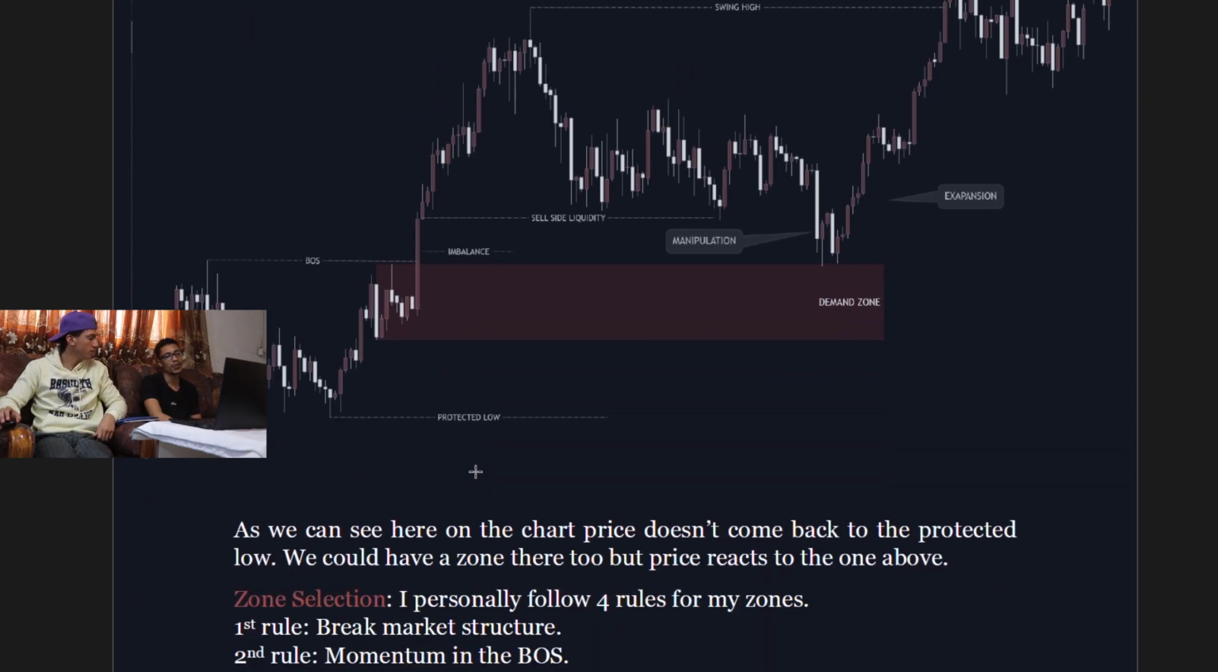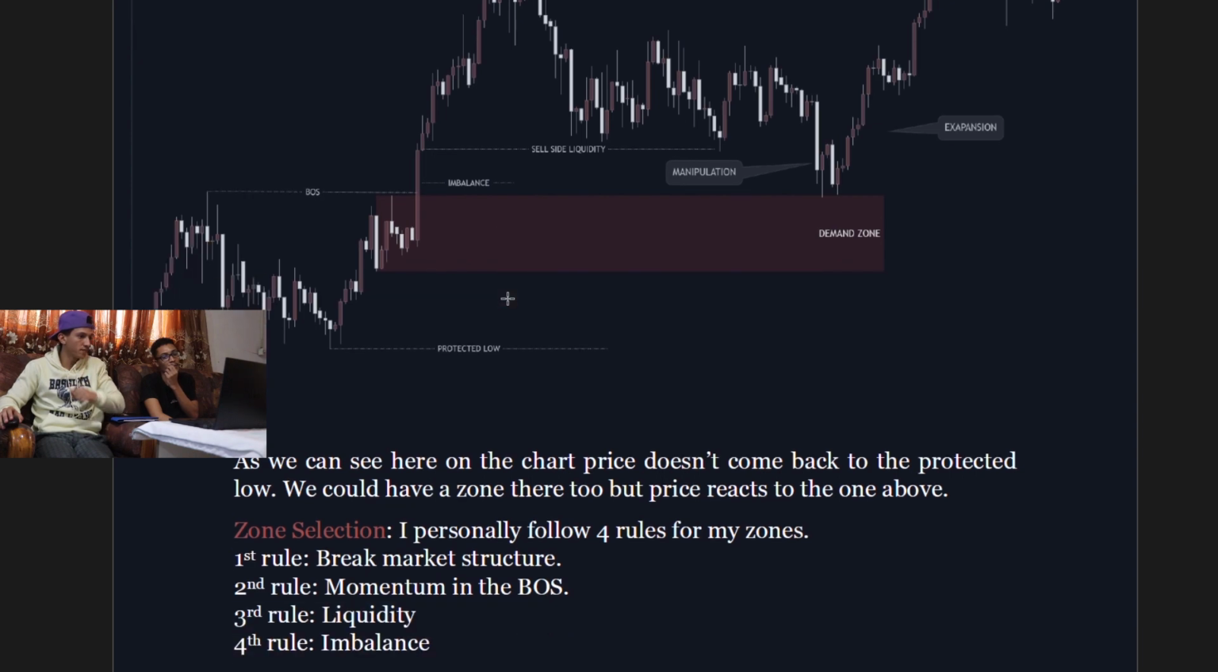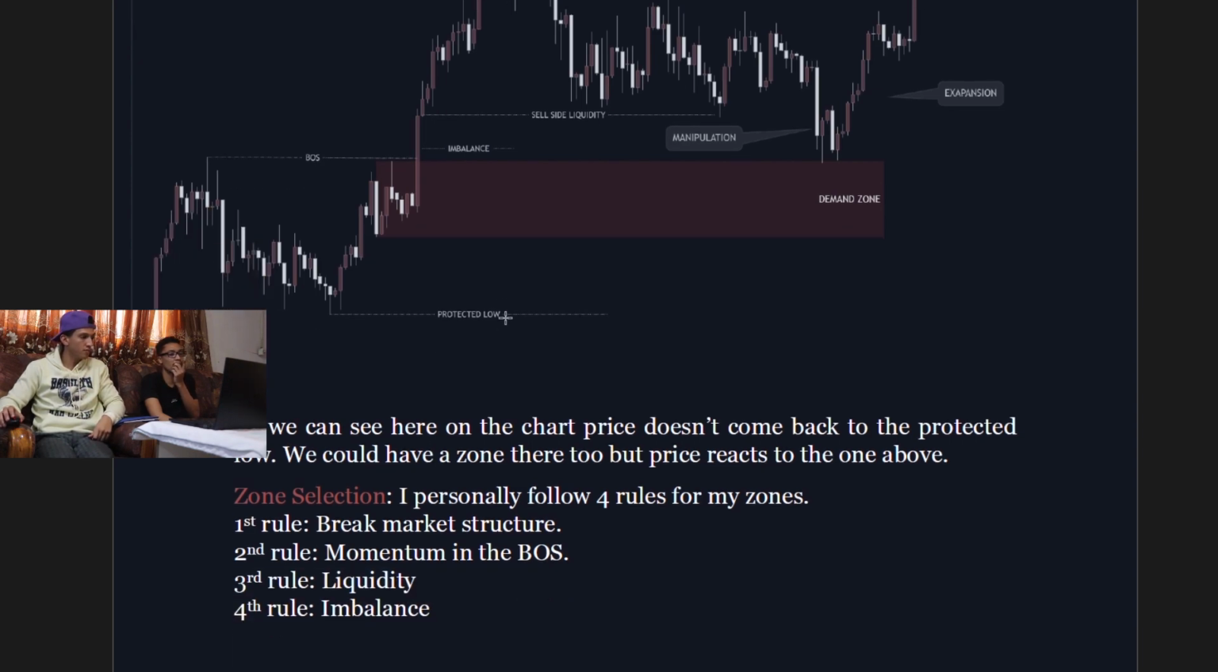Another name for imbalance would probably be a fair value gap. Fair value, not necessarily, because a fair value gap is this here also. This is an imbalance, could be a fair value gap. That's what I'm saying. Price increased rapidly or decreased rapidly, and there's a gap.